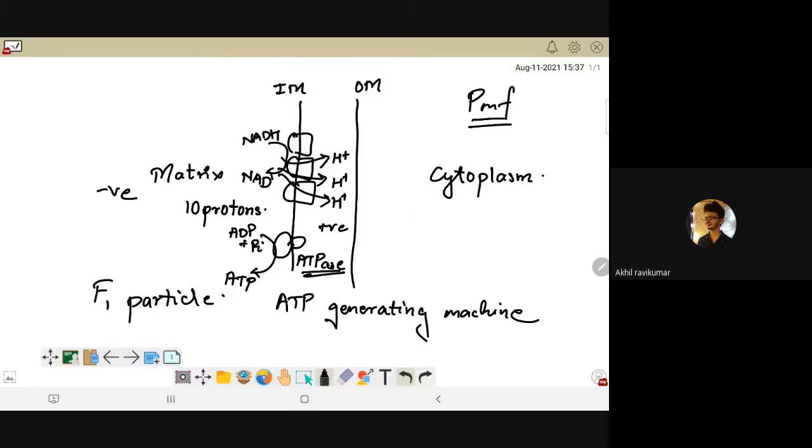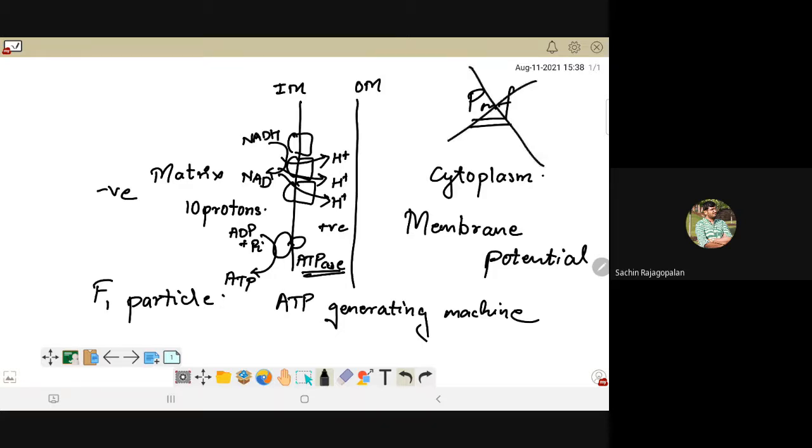Yes, sir. What am I giving rise to? Because of this charge difference, I am giving rise to a membrane potential. Okay, so this is giving rise to a proton motive force. Now, this proton motive force has a lot of energy stored in it, students. If I want to harness the energy in this proton motive force, I need to break it.